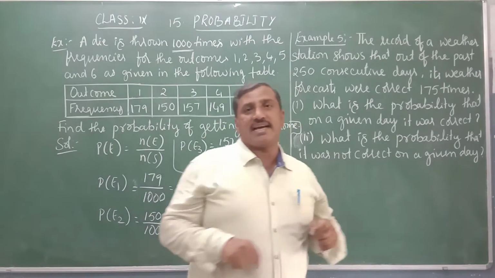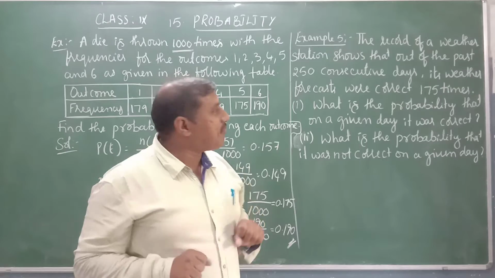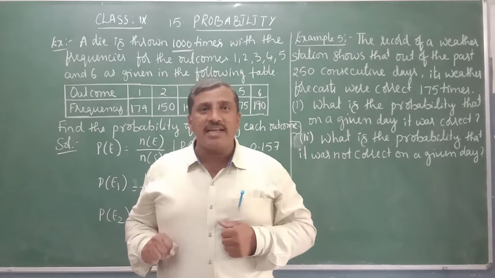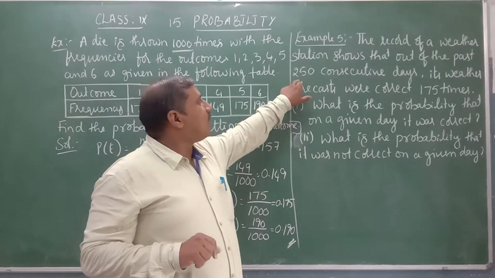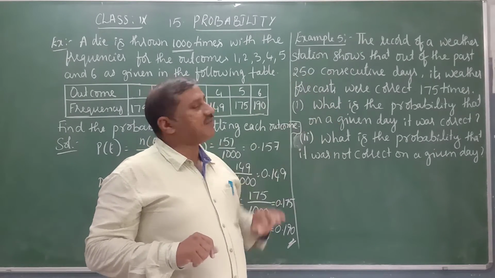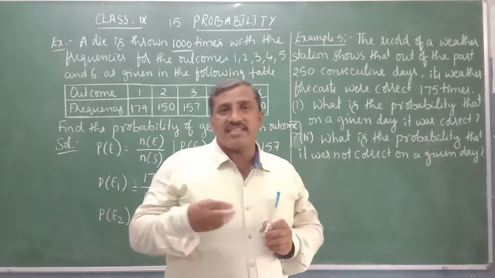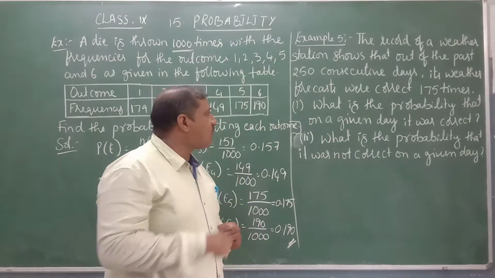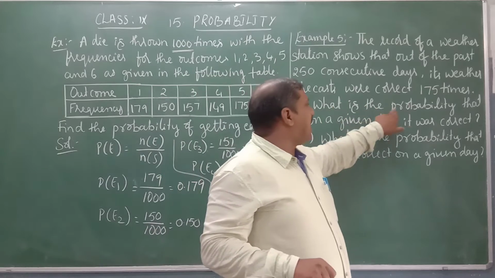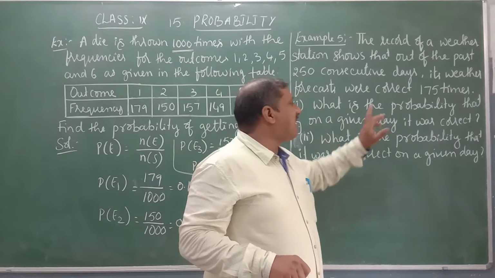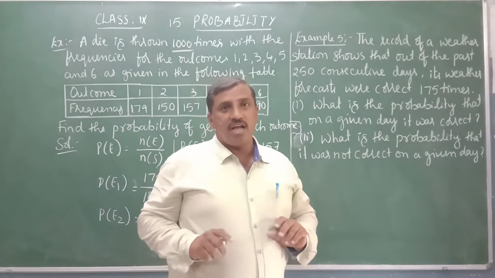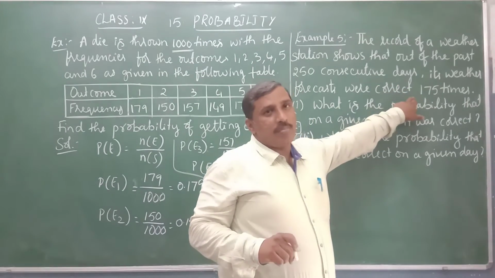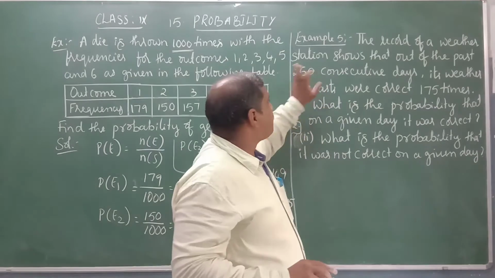So out of 250 days, 175 times they said correct. The remaining, how many days are there remaining? Out of 250 days, how many times are remaining? By subtracting 175 from 250, we get the number of days it was incorrect. Now what we have to find? What is the probability that on a given day it was correct? How many times was it correct? 175 out of 250 days.